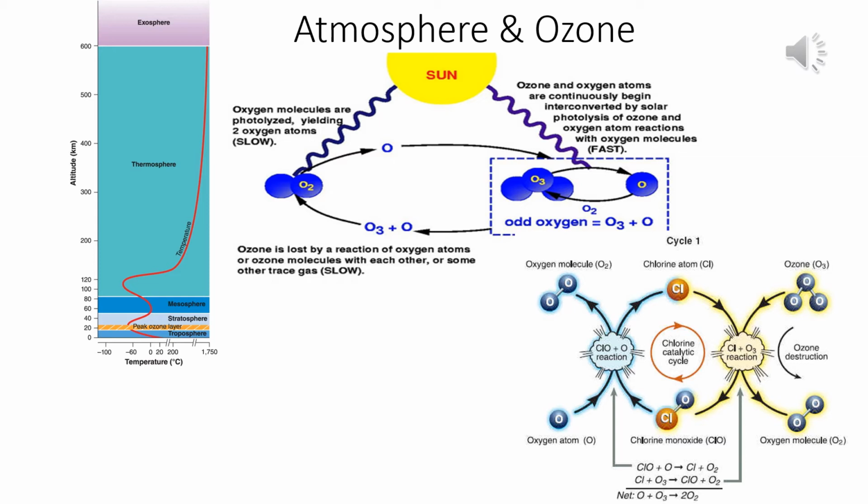CFCs are very good at breaking up O3, so much so that they reduce it much faster than the natural process can replace it. CFCs also have a very long lifespan in our atmosphere, around 50 years. So even though the Montreal Protocol of 1989 made it illegal to use it in developed countries, unfortunately developing countries are still using it because it is a resource that is cheap and is easy to manufacture.